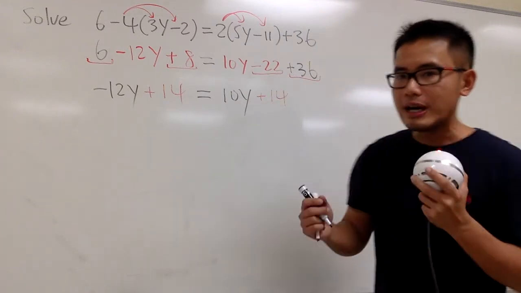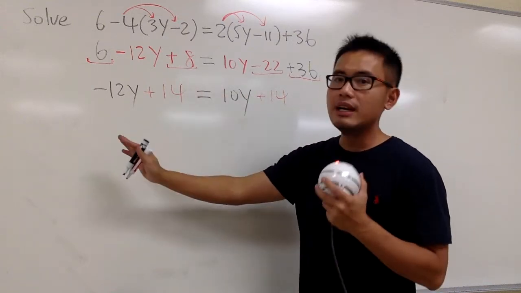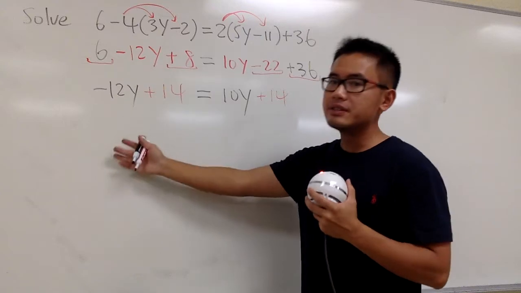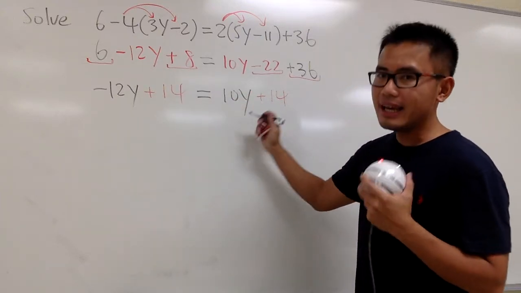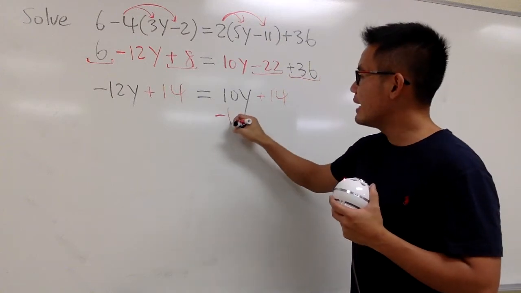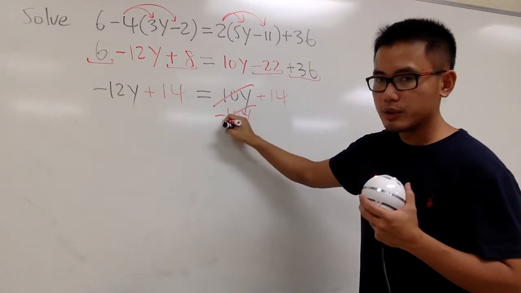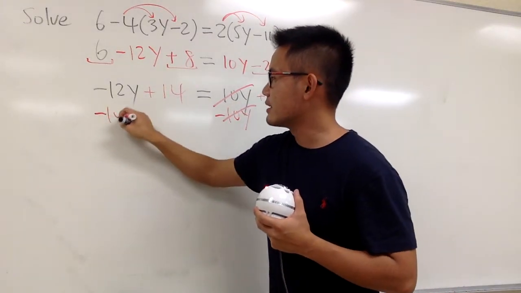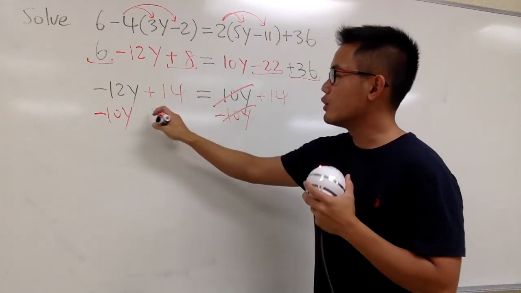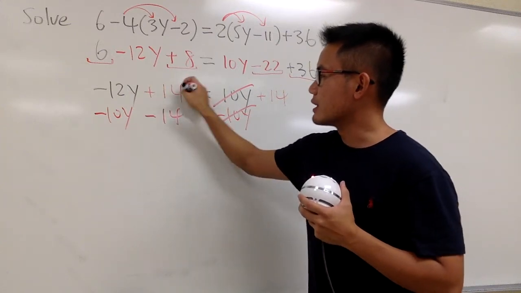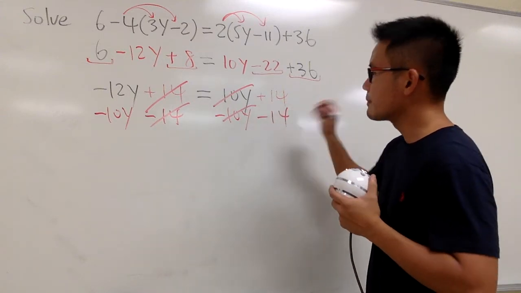And now, as a good habit, you should move all the variables from the right to the left, and then move all the numbers from the left to the right. With that being said, here we have a 10y on the right-hand side. Let me minus 10y on both sides, so that this and that will be cancelled. Do the same thing on the left-hand side, okay? And here we have this number, which is 14. Let's go ahead and minus 14, so that this and that will be cancelled. And do the same thing right here, minus 14.